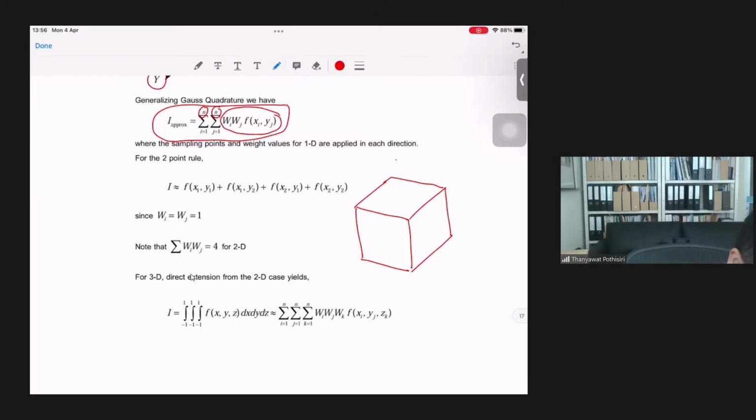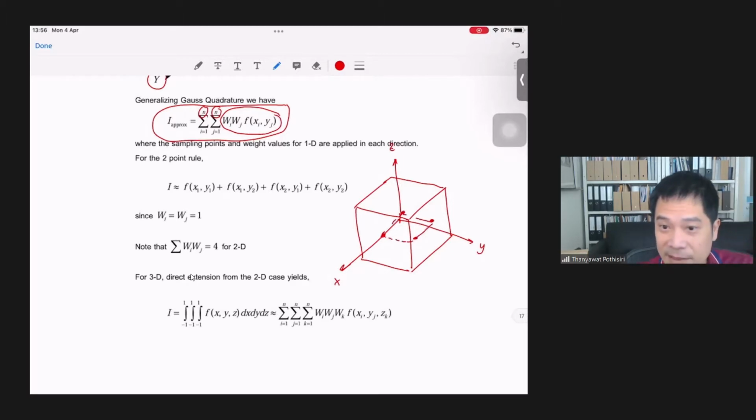Okay. So in X, in Y, and in Z. Oh, I'm sorry. X here, Y here, Z here. Okay, to follow the right-hand rule. So in each direction, you can have 2 points, right? So in X and in Y, you would have 4 points right here. Okay. But now in Z direction, you would have another 2 points.